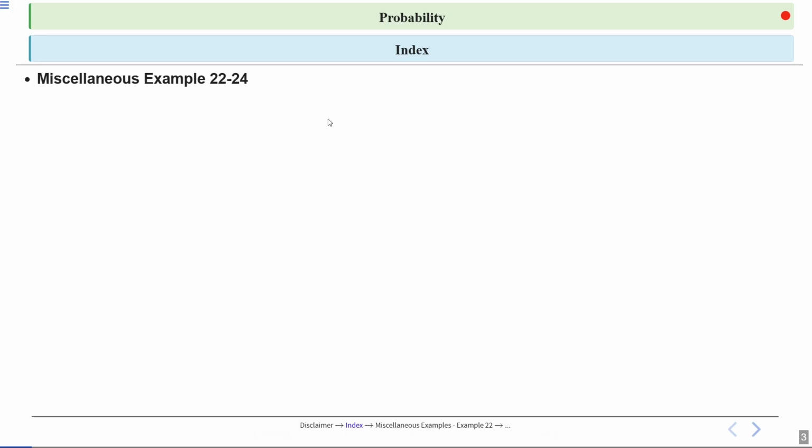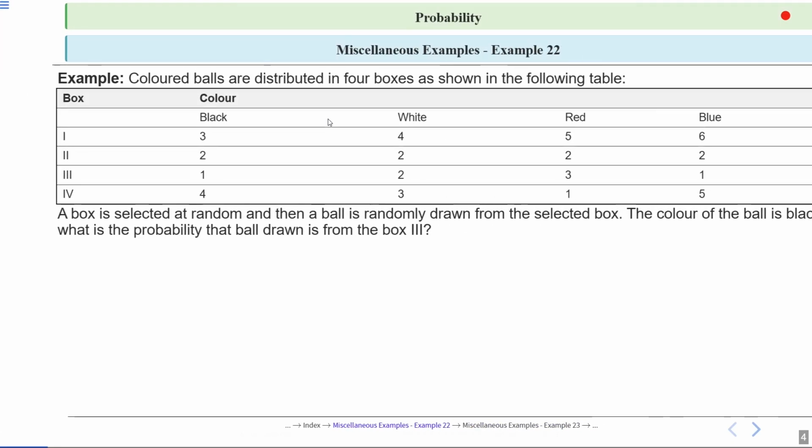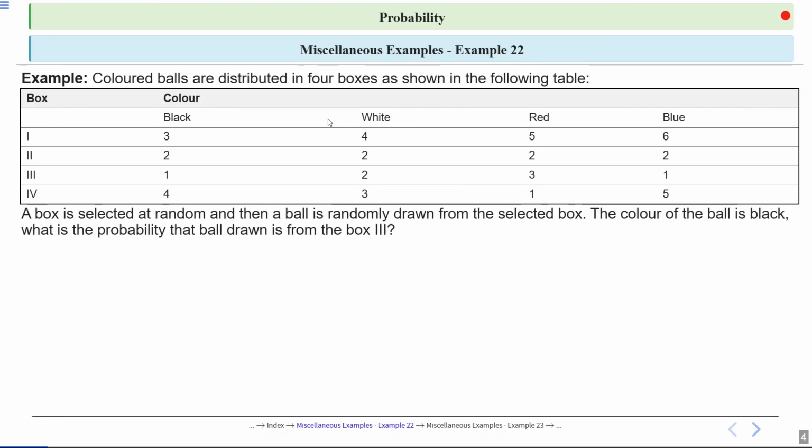So first we will discuss miscellaneous examples 22 to 24. After that, we will discuss the miscellaneous exercise, questions number 1 to 30. So let's get started. In this example, we have colored balls.